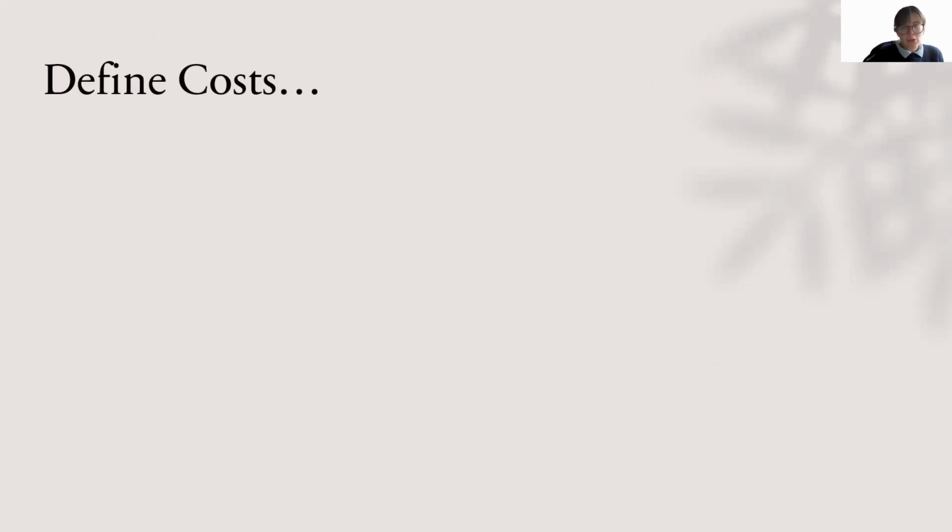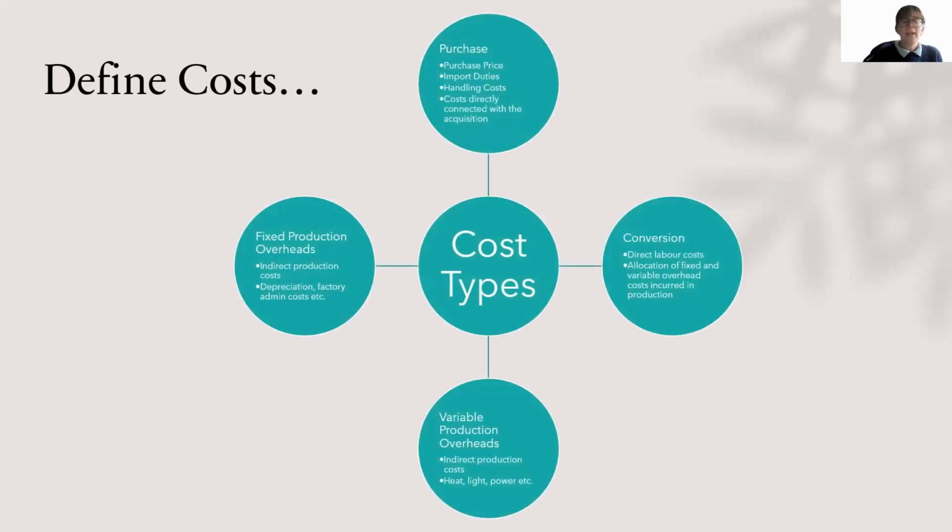So we have different cost types which you need to be aware of. So purchase cost. This is going to involve purchase price, any import duties, any handling costs, and any costs which are directly connected with the acquisition. We then have conversion costs. So these are going to be direct labour costs and any allocation of fixed or variable overhead costs incurred in the production process.